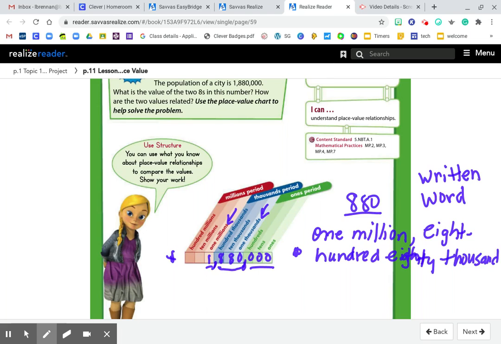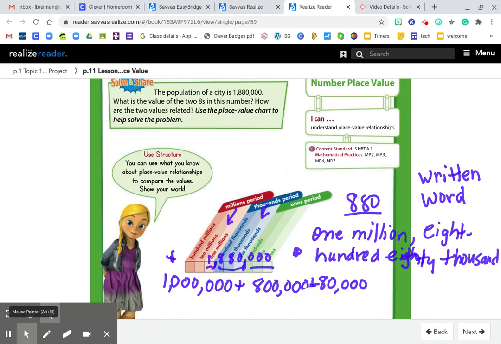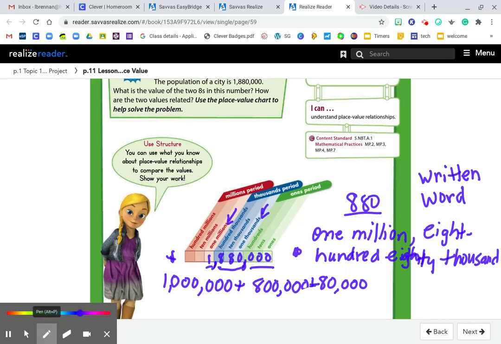And if I were to write this in expanded form, I would write 1,000,000 plus 800,000 plus 80,000. I'll put a plus there, not a comma. And that's how I would write the number in expanded form.